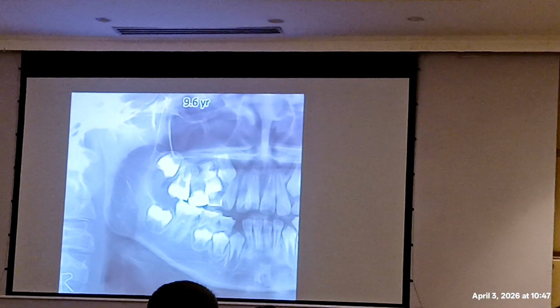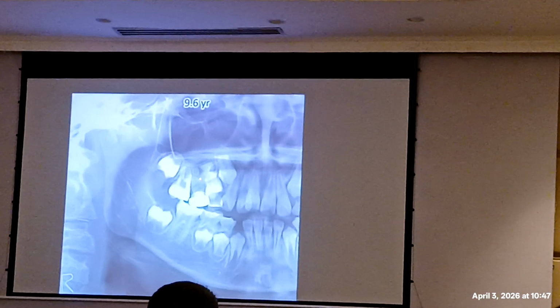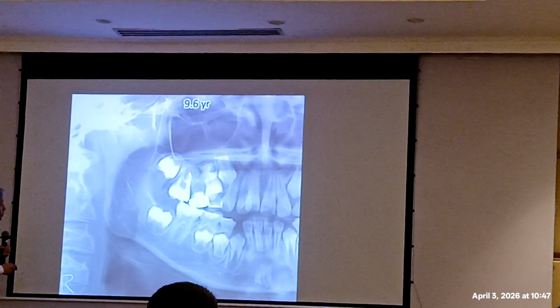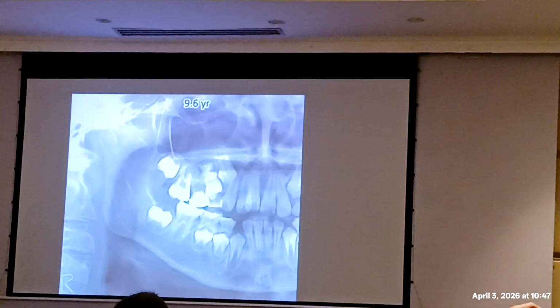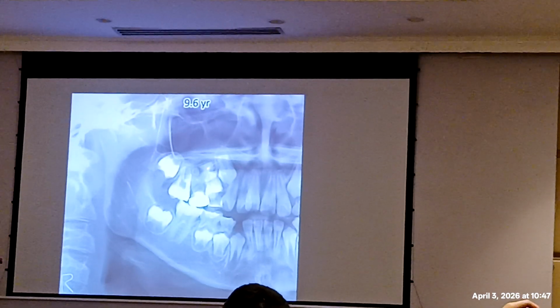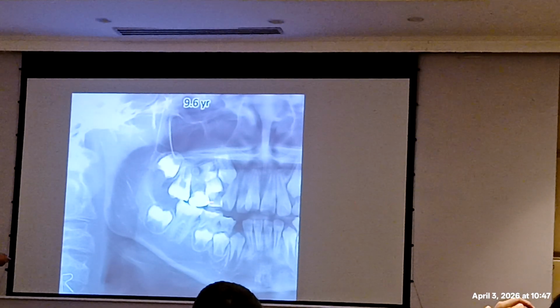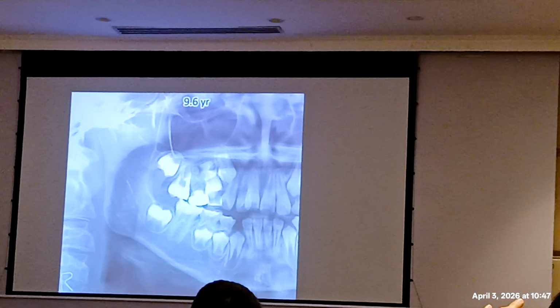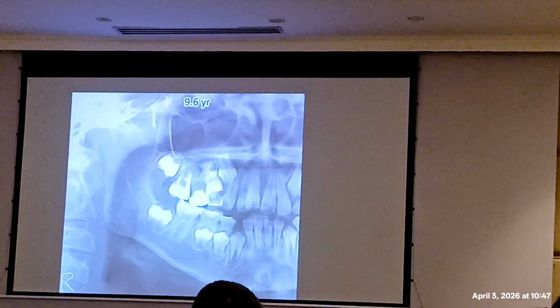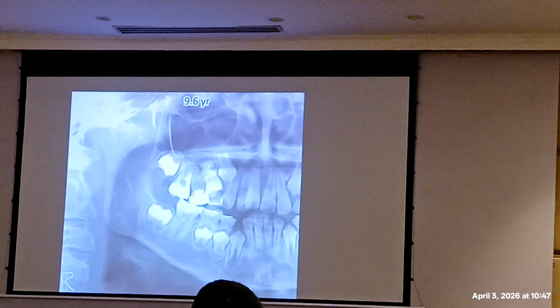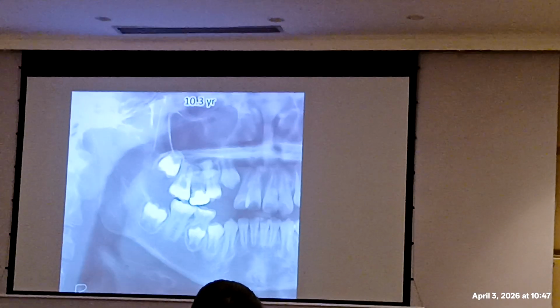So next year he visited me again, and you can see that there's a supernumerary tooth and some kind of strange structure here. I don't know what it is, but the angulation is not good. So I asked him to wait, let's see next year. So another year is going to pass.